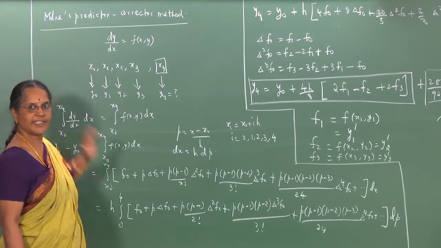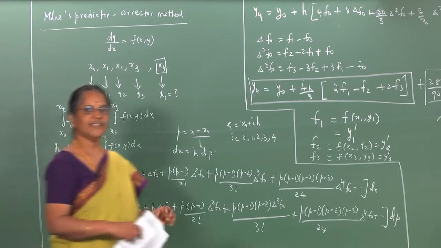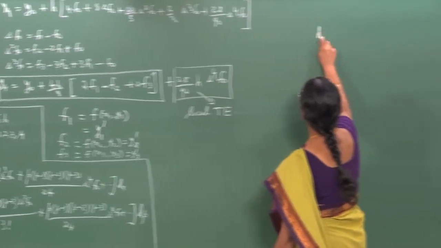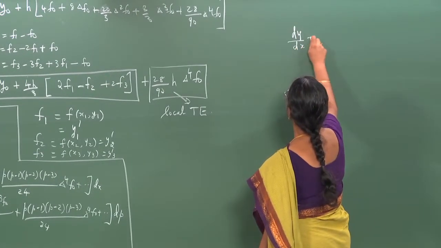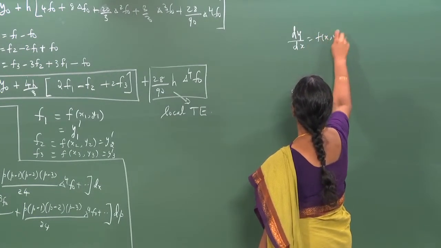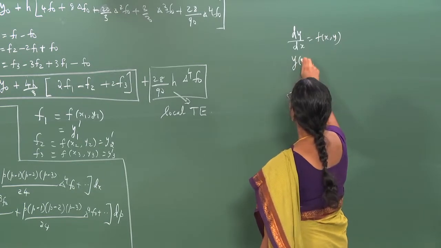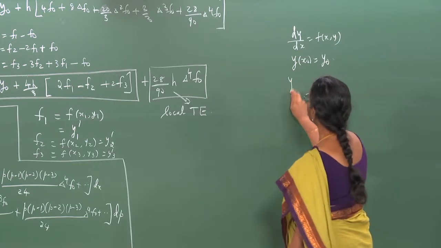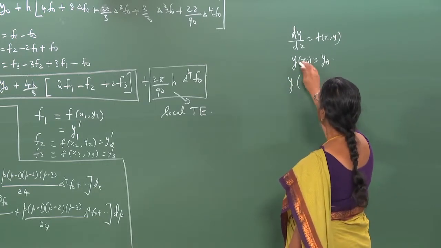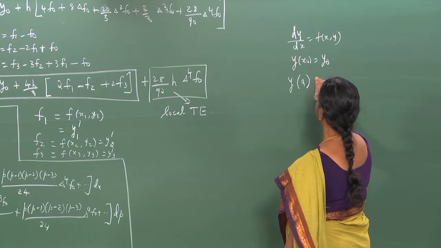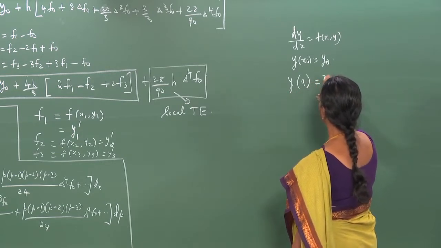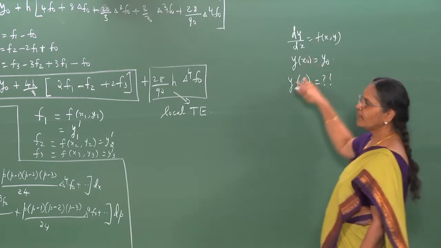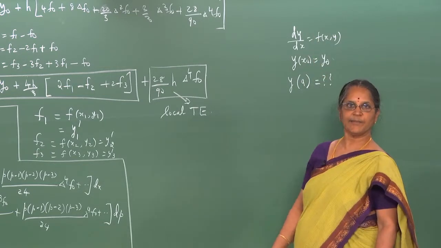Suppose say this information is not given and your problem is something like this: dy by dx is equal to f of x comma y, and y at x naught is y naught, and you are asked to say get the solution at some point a, y at a is what is required, and you are asked to solve this by Milne's predictor-corrector method.